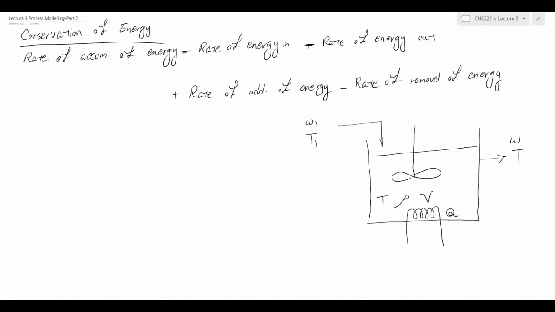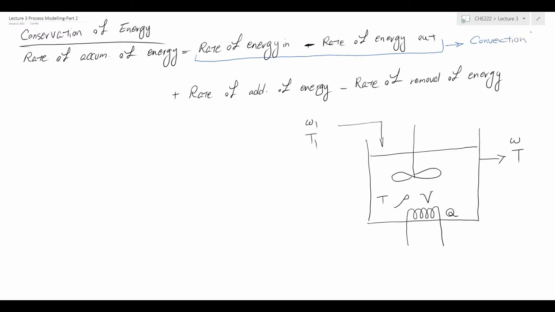So before we start writing the equation, we have to establish some items in here. First of all, let me clarify these terms. So these first two terms are basically input and output of energy to the system by means of convection.